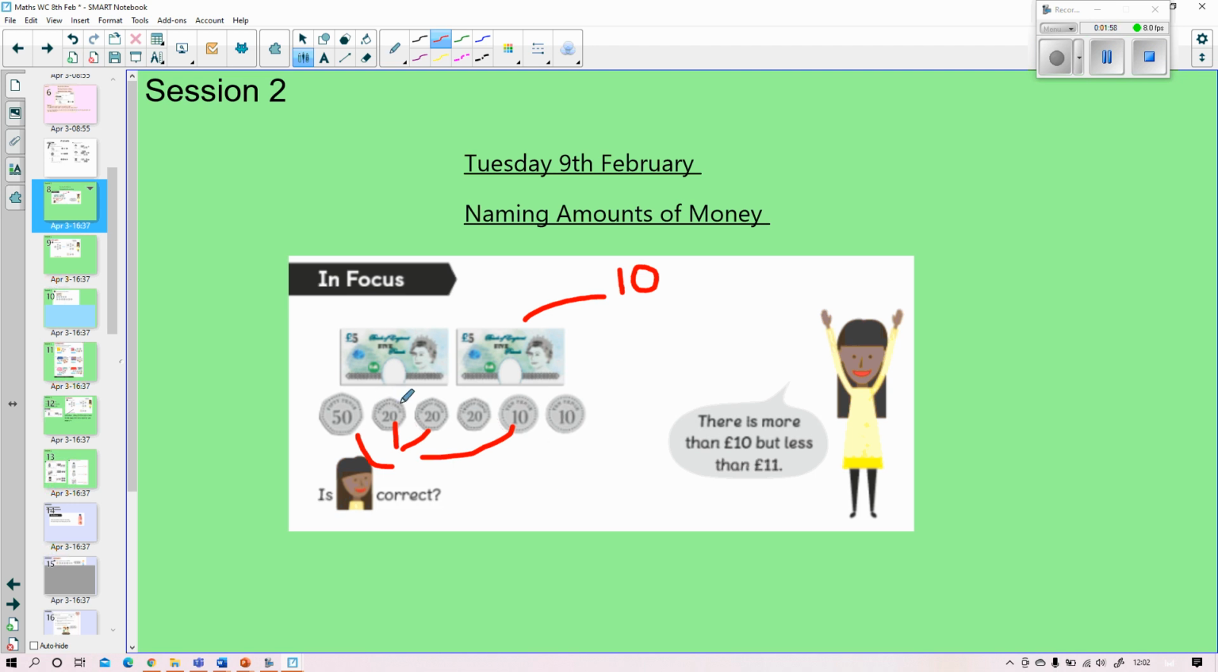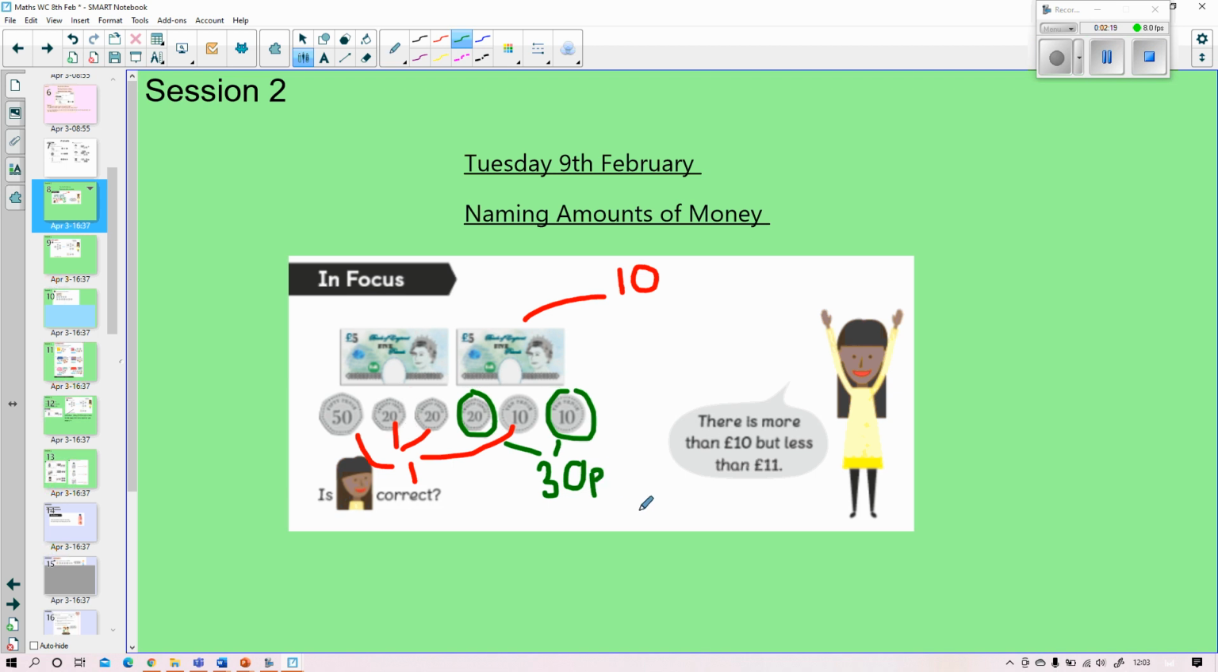If I know I've got 20 and 20, that's 40 and another 10. So what I've done is I've put two 50s together to give me another £1. So I've got £1. And then I've got this 20 and this 10 left over, which I can bring together to give me 30 pence.